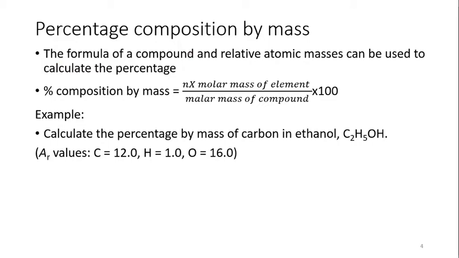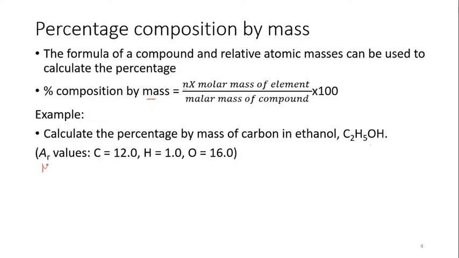Percent composition by mass. The formula of a compound and the relative atomic masses can be used to calculate the percentage. If I needed the percentage by mass for any element in a certain compound, I can multiply the number of atoms by the molar mass of the element, divided by the molar mass of the compound, multiplied by 100. Example: calculate the percentage by mass of carbon in ethanol.